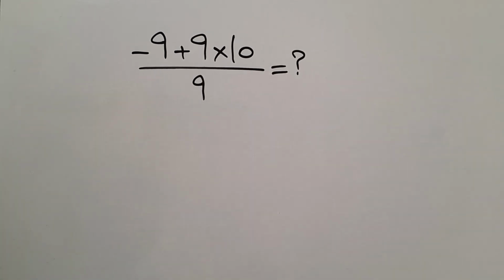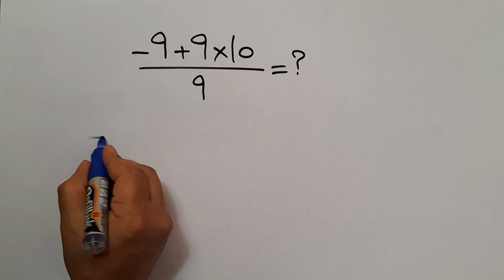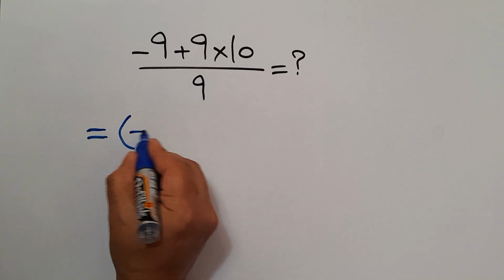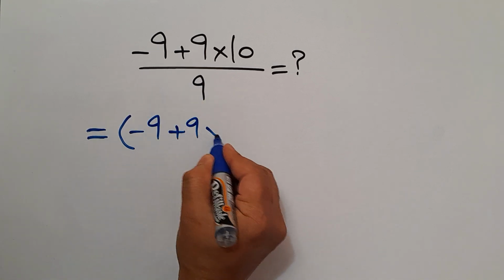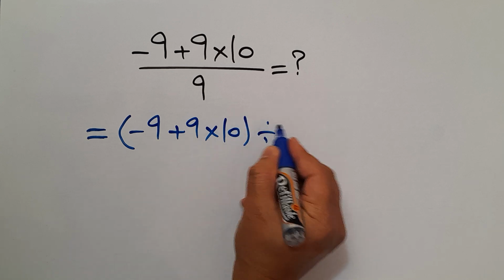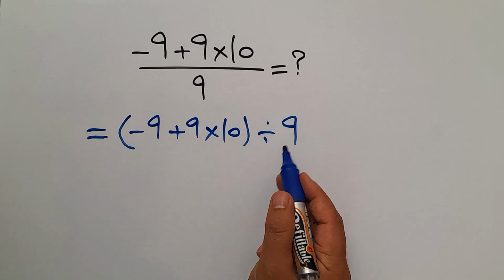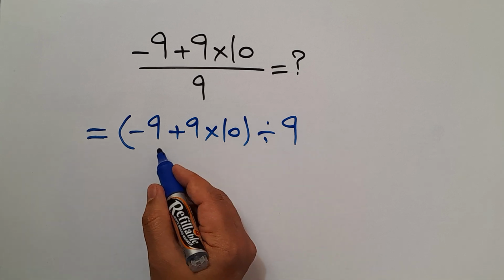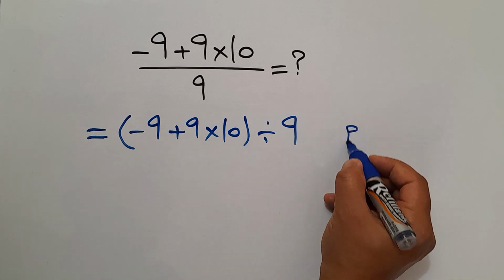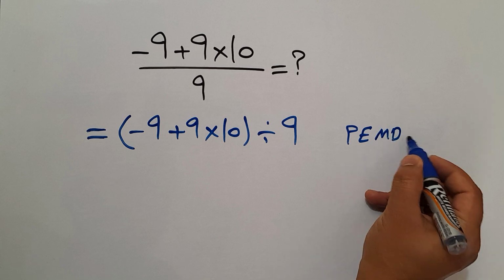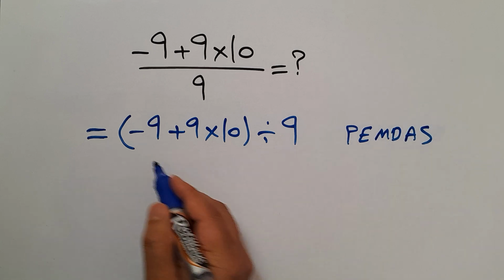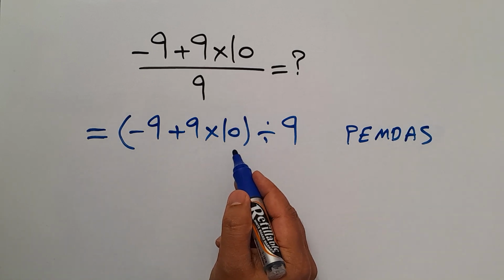Now, our correct path. This fraction can be written as parentheses negative 9 plus 9 times 10, divided by 9, the numerator divided by denominator. Okay? And now, according to the order of operations, which is PEMDAS, first we do these parentheses.